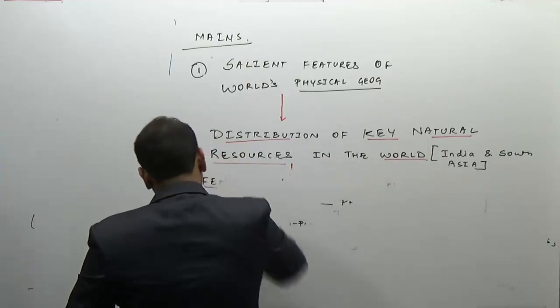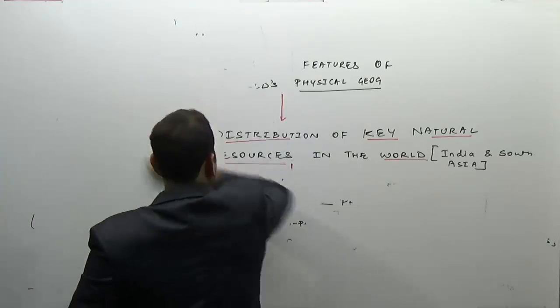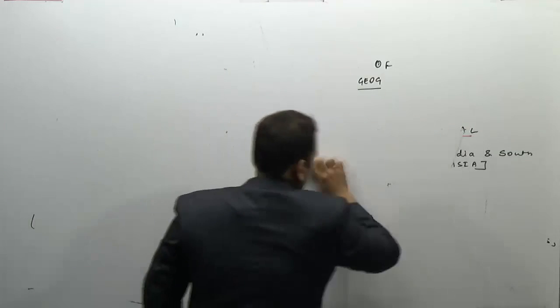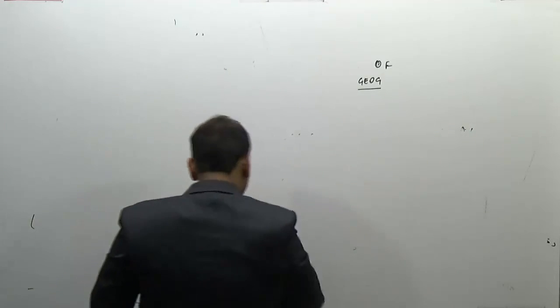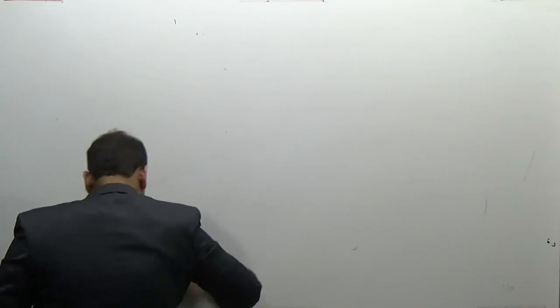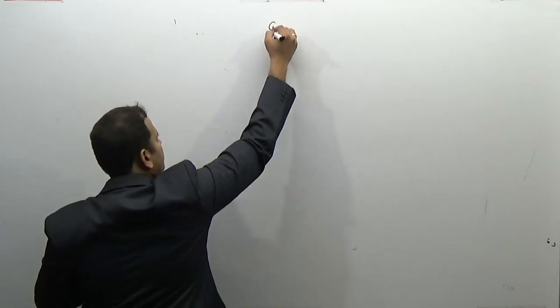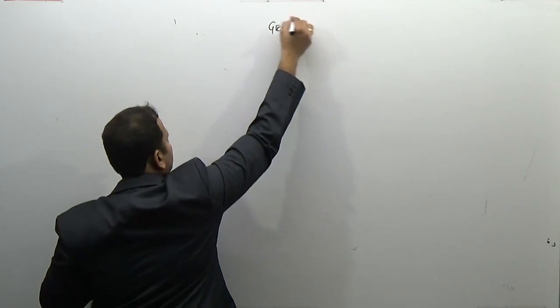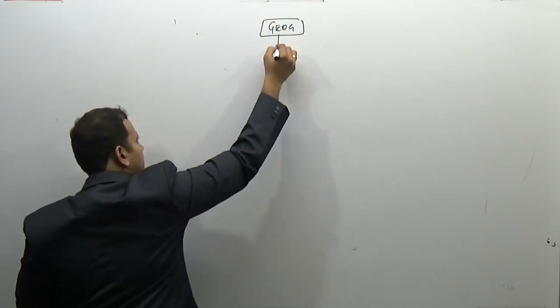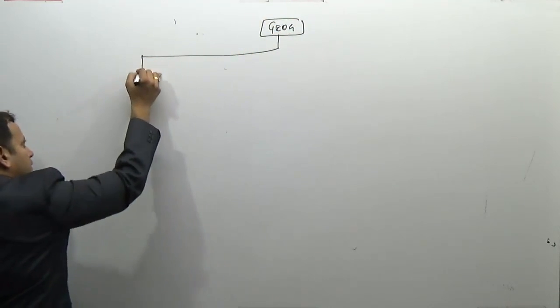Geography is studied in terms of physical geography and human geography. As I told you, geography is the study of different patterns across the world, both physical as well as human patterns. So how is geography distributed? Geography is studied in two parts. We will study physical geography first.